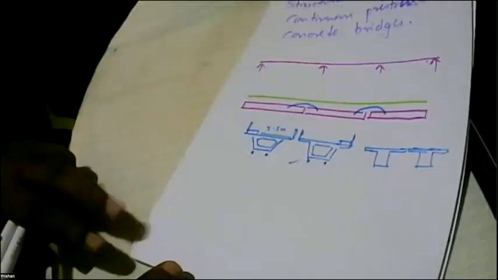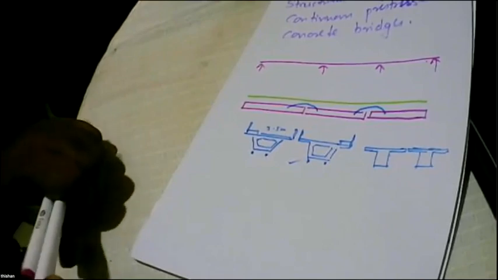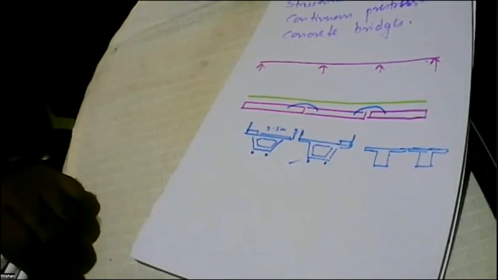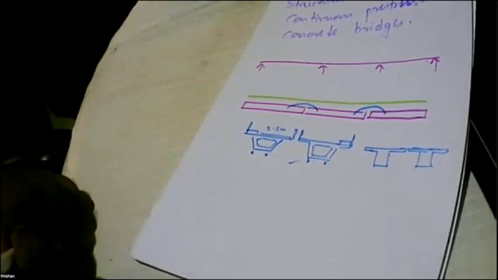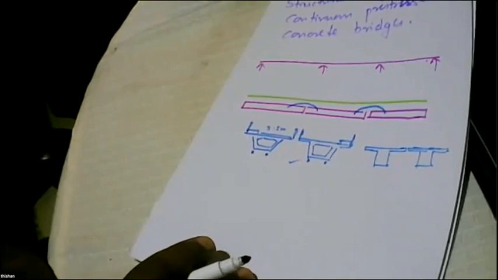So when we have a box girder like this, again there are certain guidelines that we can follow. And first we'll discuss briefly about some of those guidelines. Then you'll have a good idea of what we are trying to analyze.